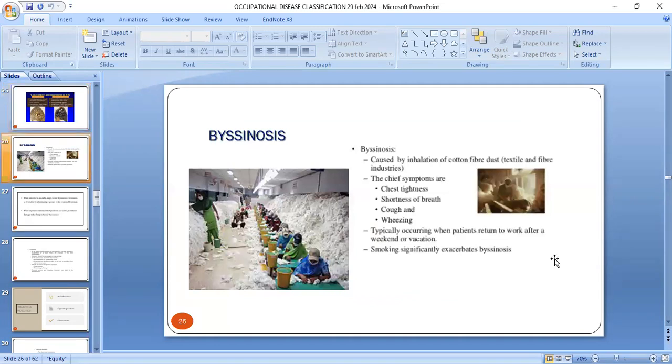The byssinosis. It is caused by inhalation of cotton fiber dust, and it occurs in textile and fiber industry workers. Its symptoms are chest tightness, shortness of breath, cough, and wheezing. It typically occurs when patients return to work after a weekend or vacation, and smoking significantly exacerbates the byssinosis. As in this picture, you can see the workers who are working in the cotton industry.